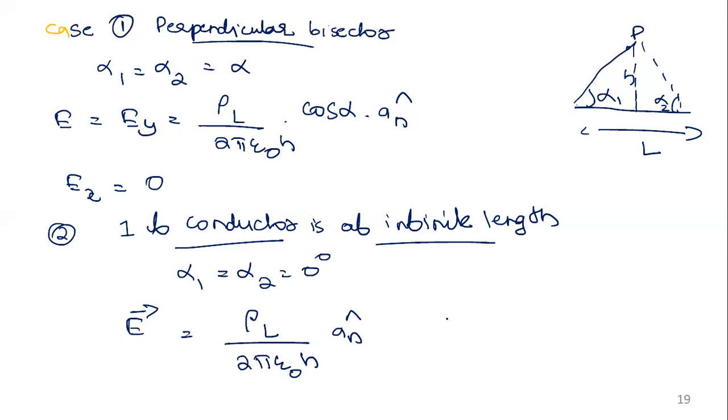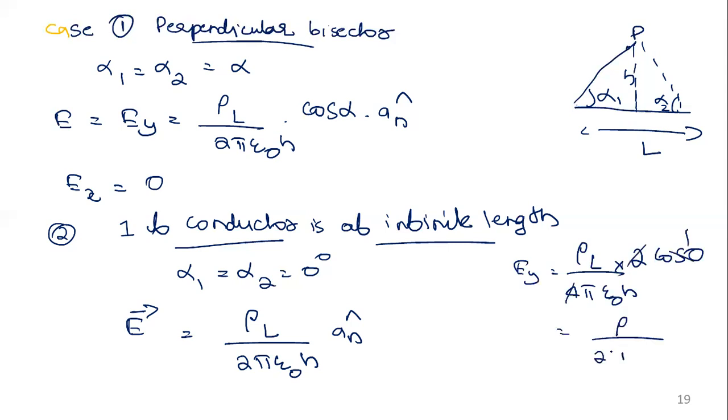Is it clear? The value of both alphas is 0, so the x component also goes away, because sin 0 is 0 only. So the x component cancels. What will the Y component be? Rho L by 4 pi epsilon 0 h into cos 0 plus cos 0. So 2 cos 0, what is it? It is 1. So EY will be rho L by 4 pi epsilon 0 h into 2 cos 0, and since cos 0 is 1, that is what we get: rho L by 2 pi epsilon 0 h and the direction along the unit normal vector.